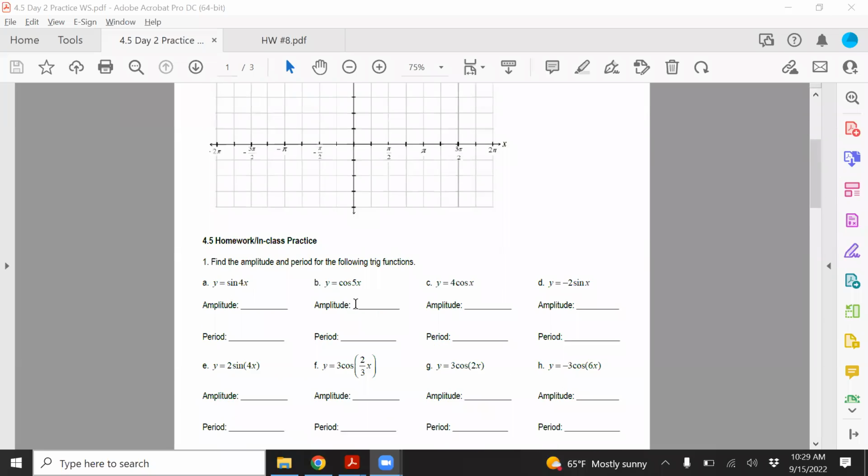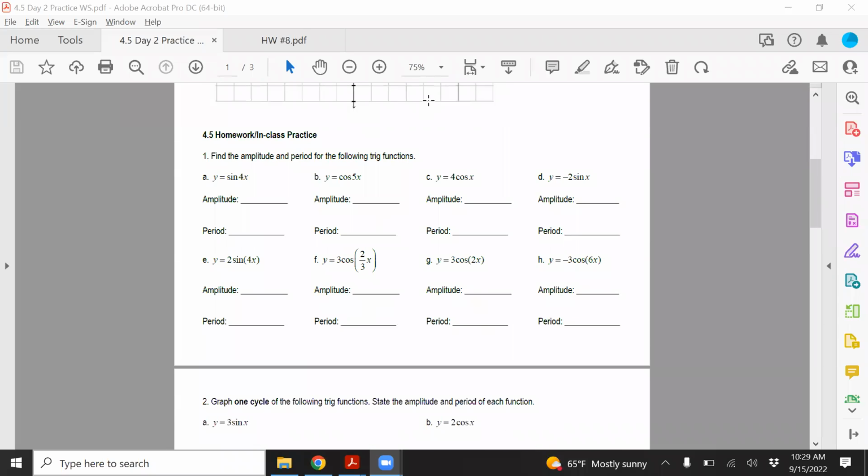All right, this is a kind of drill and kill, just to make sure you guys are comfortable with identifying amplitudes and periods. Remember, the amplitude is just the absolute value of A. Remember, the period is just 2 pi over B.